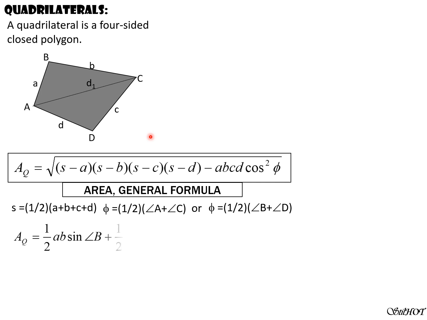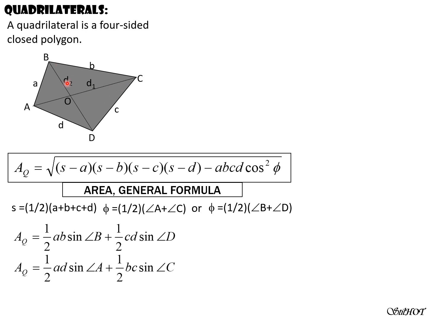And plus 1/2 of CD sine angle D. That's one. Don't memorize because you should already know the area of a triangle. Then if it is diagonal 2 that divides the quadrilateral into two areas, then it is 1/2 AD sine angle A plus 1/2 BC sine angle C. Do not memorize this also because it is just the sum of the areas of two triangles.